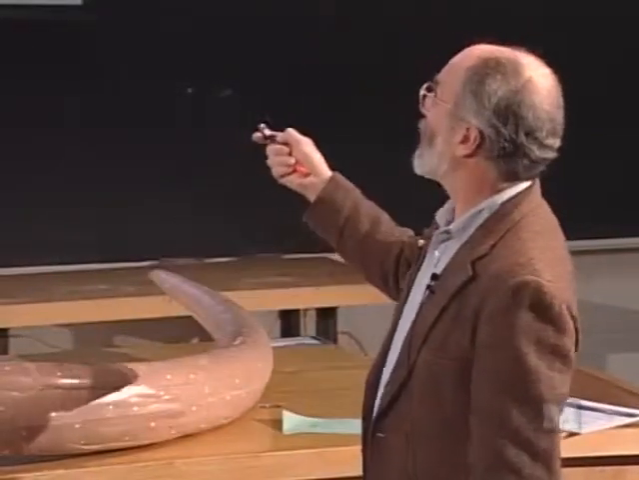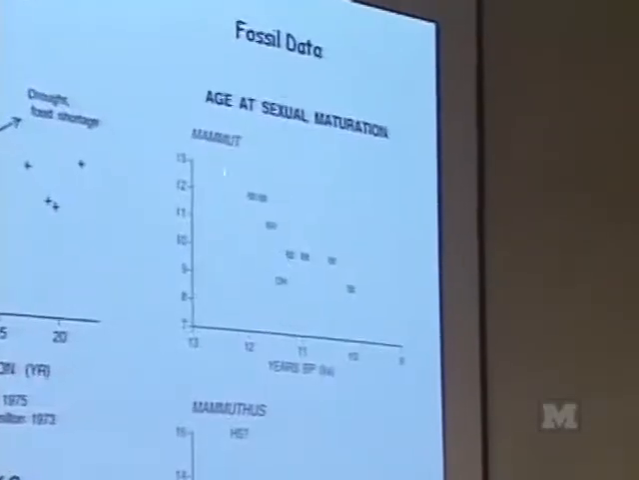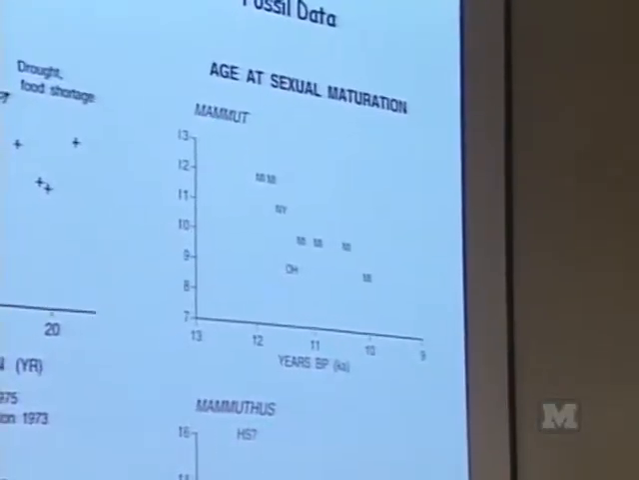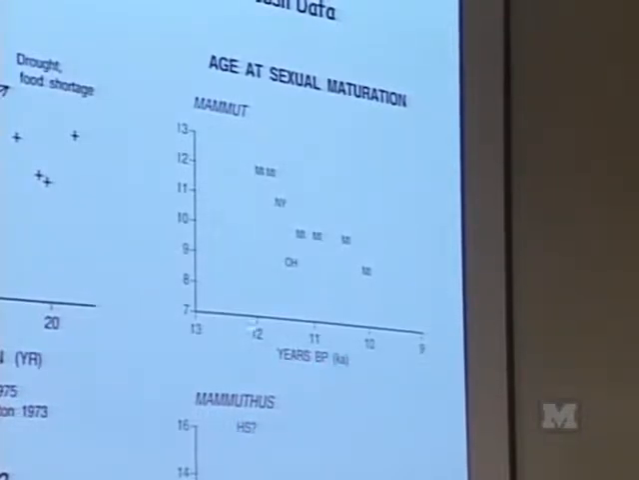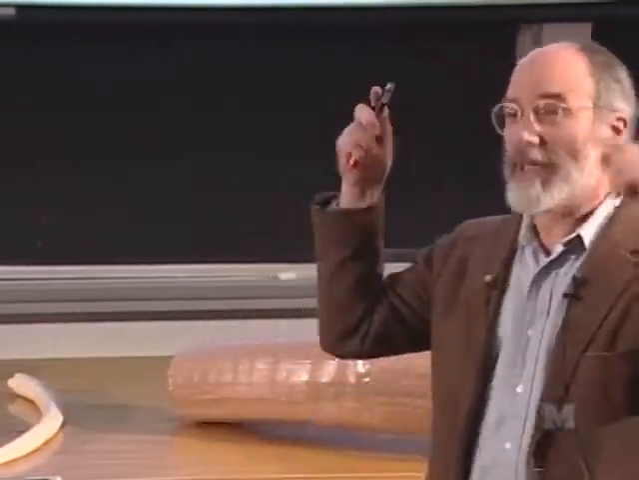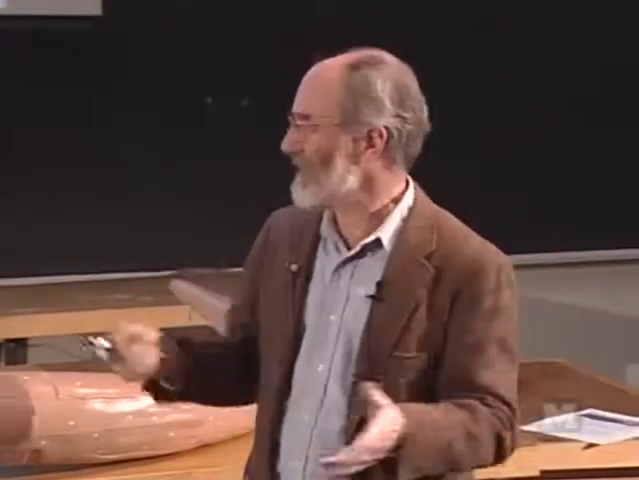Here now are data on mastodons and just a couple of mammoths, age of maturation at different points in the past. These are radiocarbon years before present, 12,000 years ago, 11,000, 10,000. This is about the time of extinction. Age of maturation is going down as we approach the time of extinction. That's just the opposite of what we would expect if it was environmental deterioration causing the extinction, but it's exactly what we predict if there was an increase in mortality due to hunting.